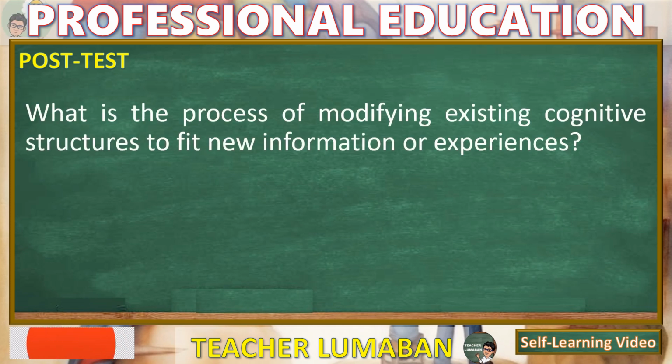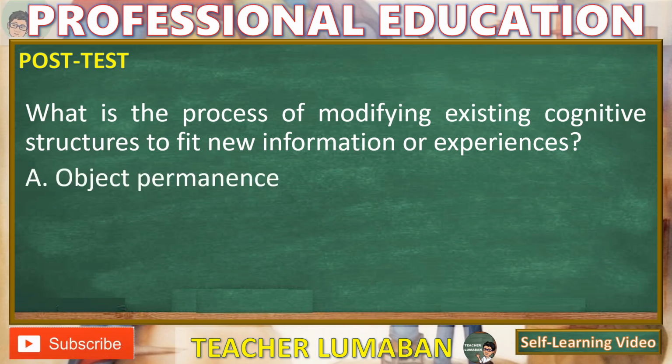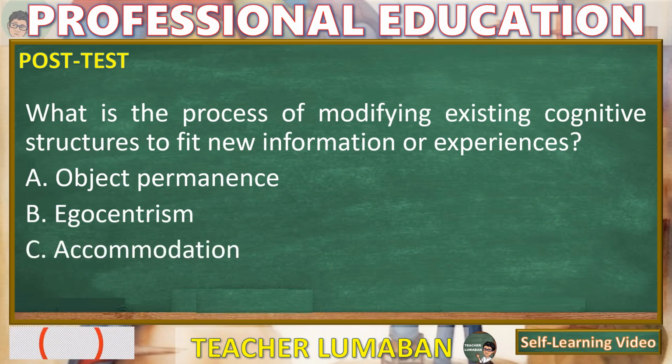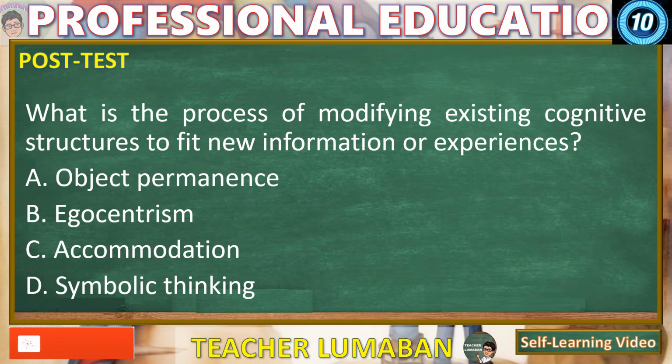What is the process of modifying existing cognitive structures to fit new information or experiences? A. Object permanence. B. Egocentrism. C. Accommodation. D. Symbolic thinking.